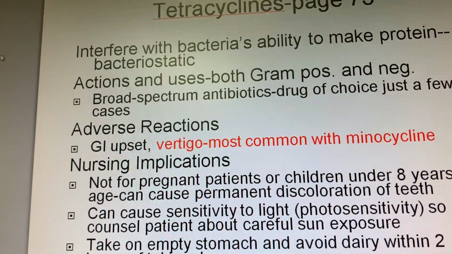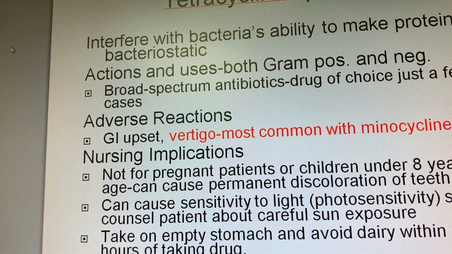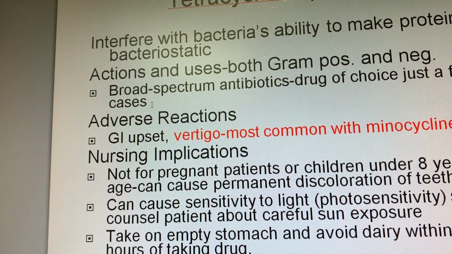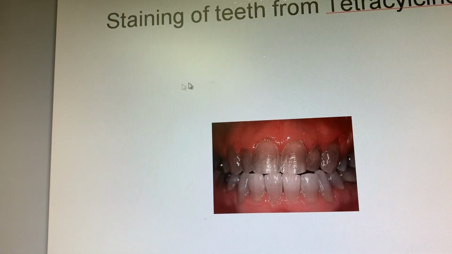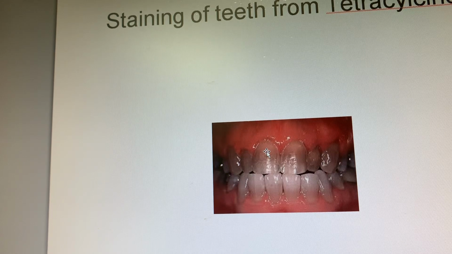The tetracyclines are not for pregnant patients or children under 8 years of age. Tetracyclines can cause permanent discoloration of the teeth. And I've got a picture here. This is somebody who took tetracycline, either got it prenatally or in childhood, and you can see that it causes staining of the teeth. This is not just a stain on the enamel that could come off with white strips. This is staining through and through, and you can't get it off no matter what. These patients end up having to have veneers or caps on their teeth because of this.